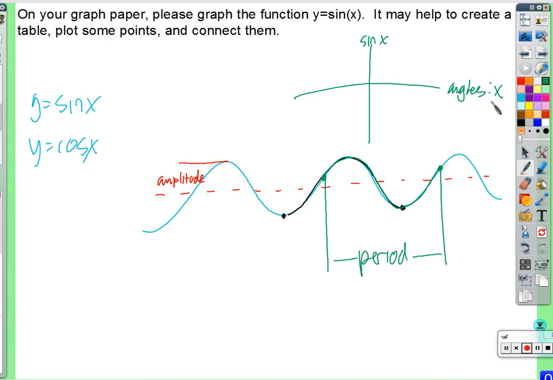So back to your graph paper. Look at the angles. I gave you a special graph paper. The angles are marked in radians. This is where we get used to radians. We hardly ever graph these graphs with degrees. We graph them with radians. So work on that. Plot some points. See if you can figure out how that wave comes about.